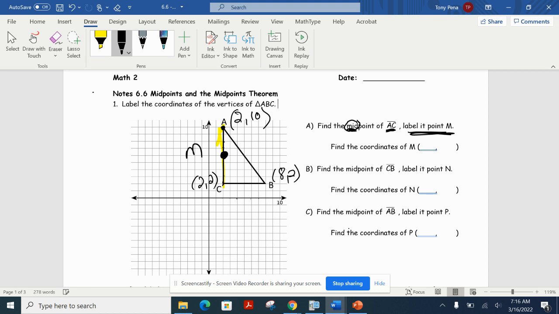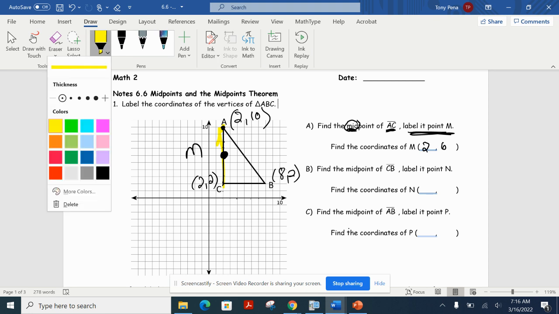All right, that is what you're going to label point M. So we'll call that point M. And then you're going to tell me what those coordinates are. So those coordinates are 2. And then we go up 1, 2, 3, 4, 5, 6. That's that midpoint.